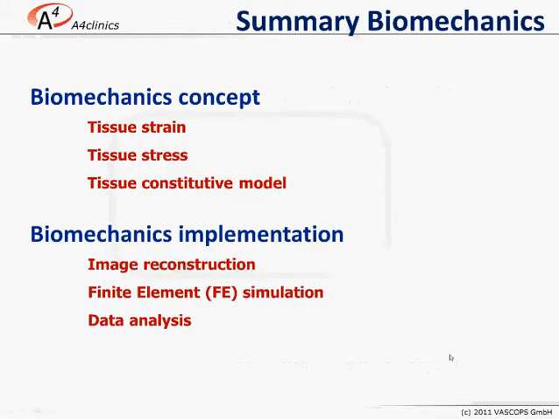Right. Now let's summarize that. So we learned that the biomechanical concept is built on these three main ingredients, which is tissue strain, that's a measure of deformation. Tissue stress is a measure of force or load acting within our tissue, and the tissue constitutive model, which defines the constitution or the elasticity of our tissue.